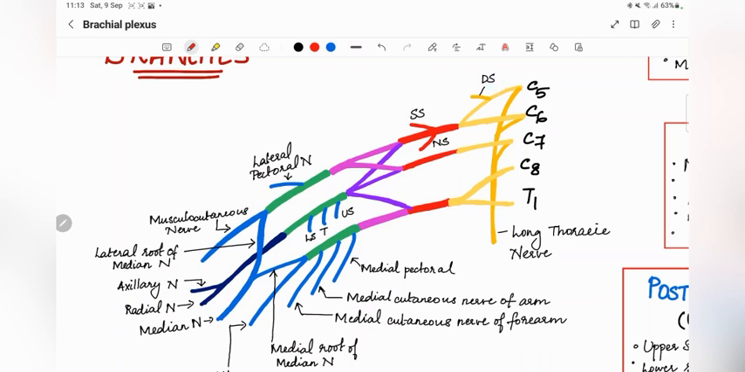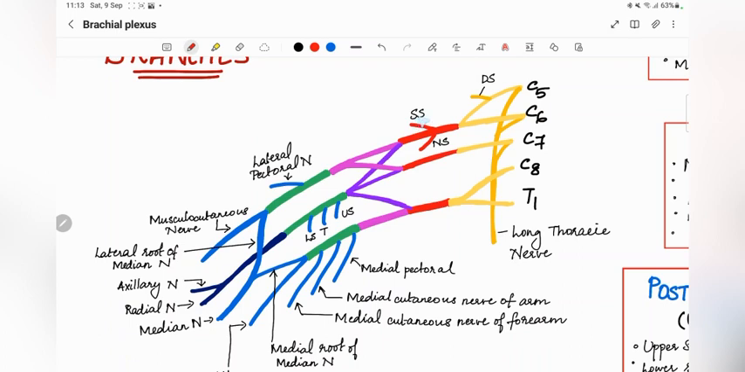Next, let's talk about the nerves that arise from the trunk of the brachial plexus. We only have to discuss the nerves that arise from the upper trunk, of which we have two nerves. One is the nerve to subclavius, which supplies the subclavius muscle, and the next one is the suprascapular nerve.